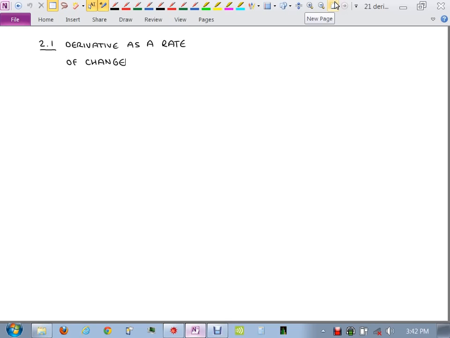So the derivative as a rate of change, someone try and, I don't know, I just want to see if anyone can kind of summarize what this section is about, just in words. What are we trying to do? Find tangent lines. Exactly. Good.